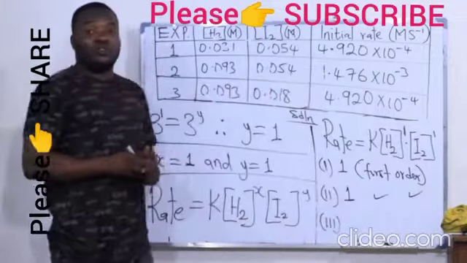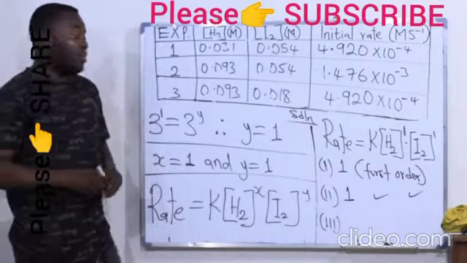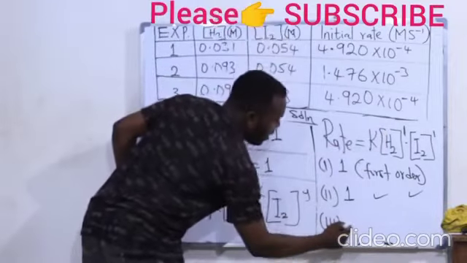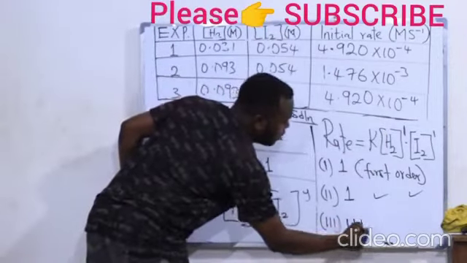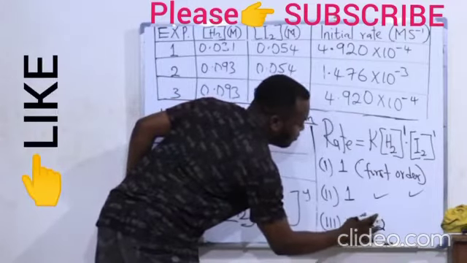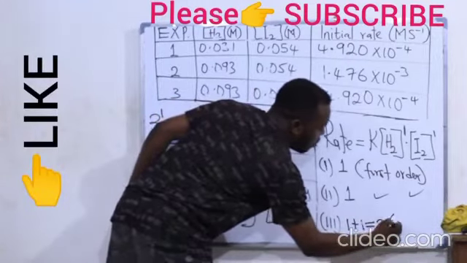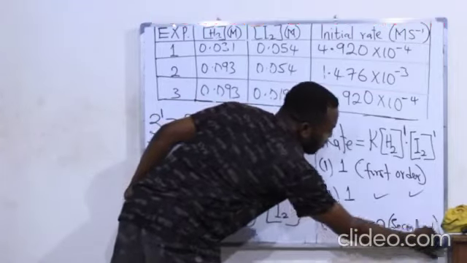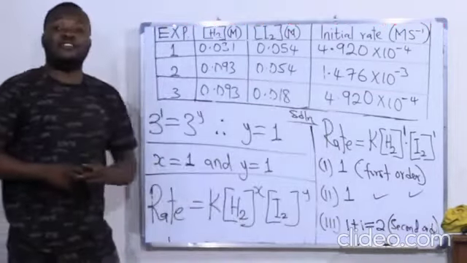And number 3 question says, find the overall order. The overall order is the sum of the orders. I have the overall as 1 plus 1. That gives me 2. And 2 here means second order. Overall order is second order. And that is the answer.